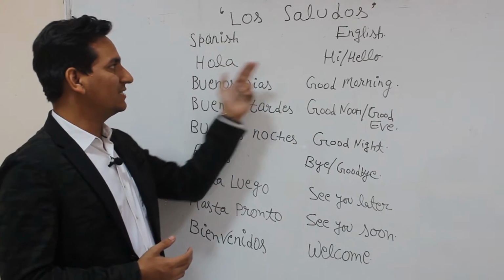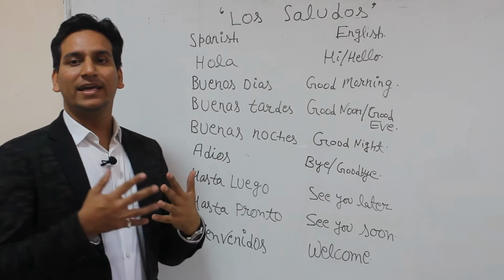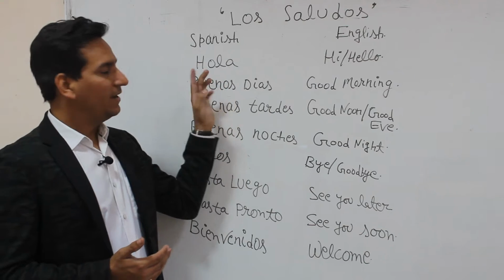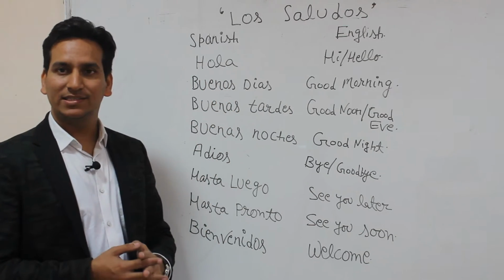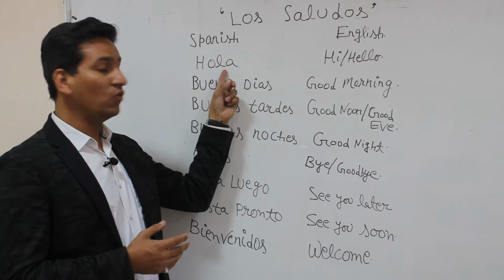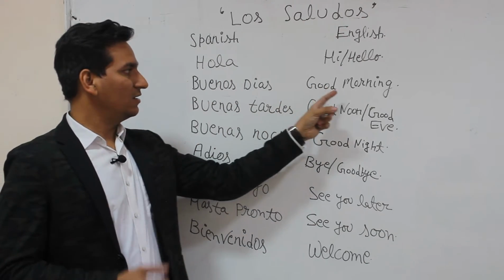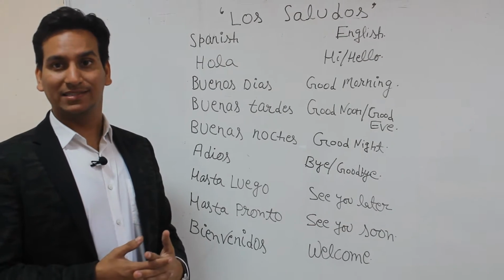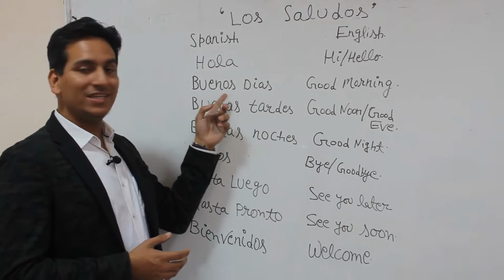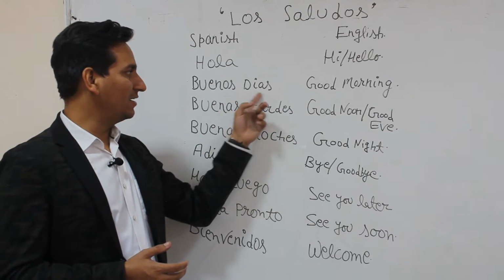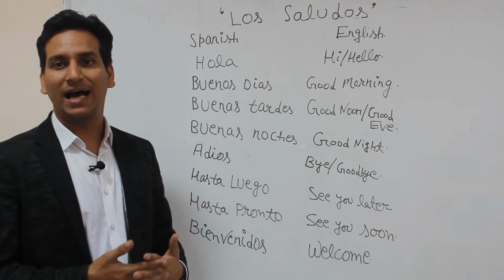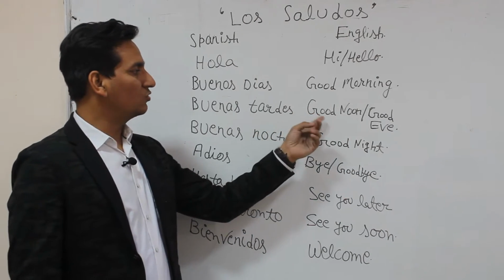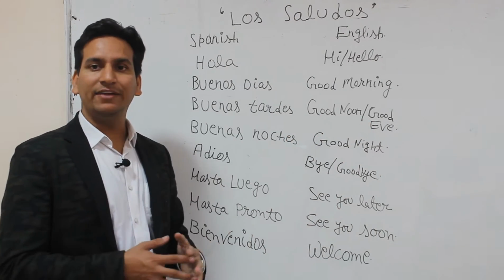The first one is hi or hello. In Spanish we say hola. In Spanish, H is always silent and therefore it becomes hola. The next is good morning. Good morning in Spanish is buenos días. B-U-E-N-O-S, it is buenos, and D-I-A-S becomes días. Buenos días.